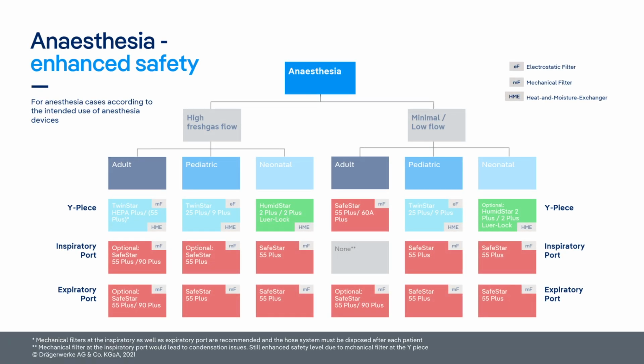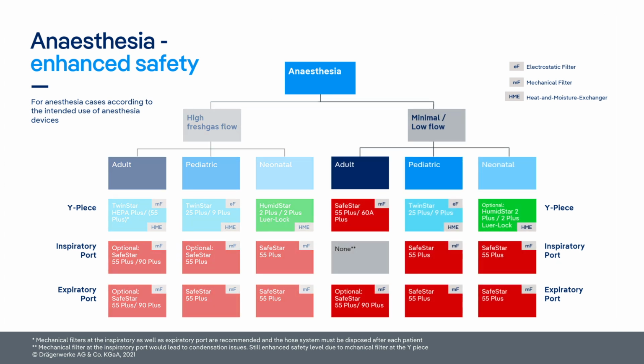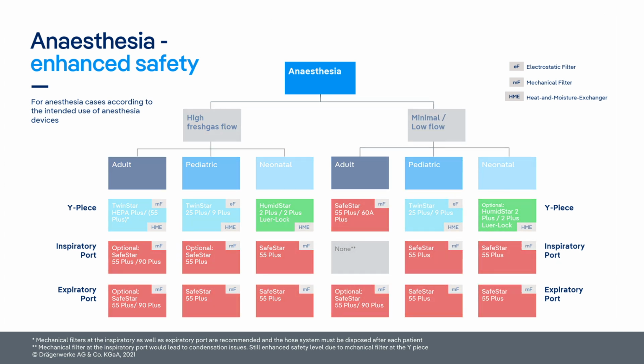Differentiation can be made between the following scenarios: anaesthesia with high fresh gas flow or minimal or low flow anaesthesia, and the respective patient groups: adult, pediatric, and neonatal.